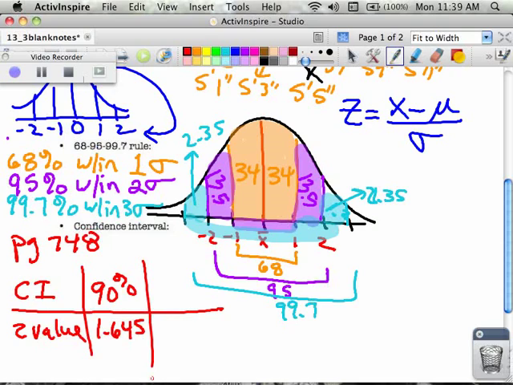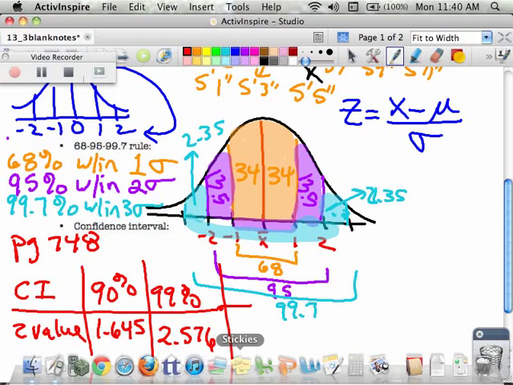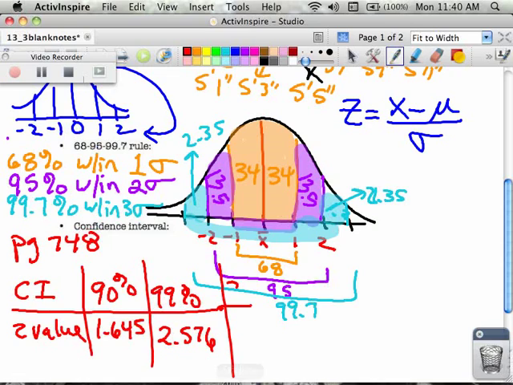If you wanted 99% of the people to be included, you're going to use the z value of 2.576. And maybe the last one that you might want is if you had 99.9%. Then you're going to use a z value of 3.291.